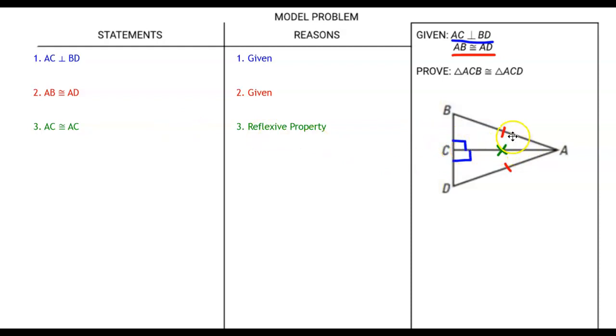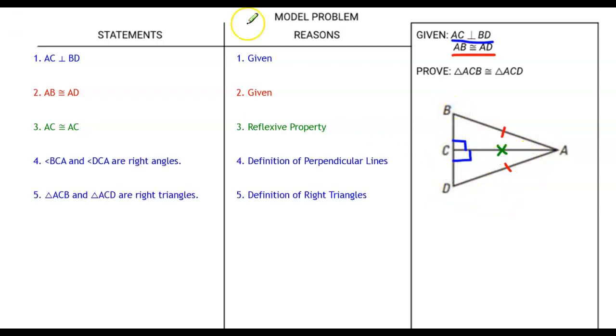Now, what I need to do before I use hypotenuse leg is say that these two triangles are right triangles, which requires me to say that this and this, angle BCA and angle DCA, are right angles. So now I have my three components that I need in order to prove these two triangles are congruent using Hyp-Leg. I know that they're right triangles. I know that the legs are congruent, AC and AC. And I know that the hypotenuses are congruent, AB and AD. And I've labeled those here for your knowledge.